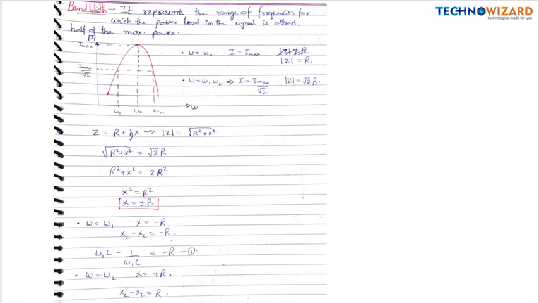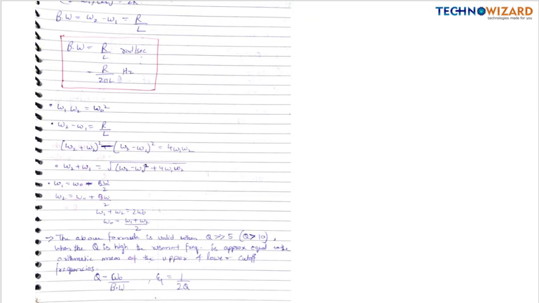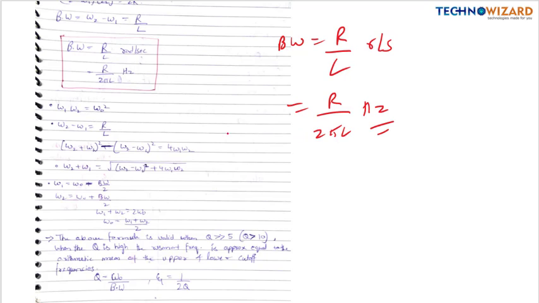Okay, so now what is bandwidth? It is the range of frequency for which the power level in the signal is at least half of the maximum power, or you can say omega 2 minus omega 1 is the bandwidth. Okay, it is the range of frequency. Directly writing the formula, you don't need to remember these derivations. Bandwidth is equal to R upon L radian per second, which is equal to R upon 2 pi L in hertz. Okay, so please remember these formulas.